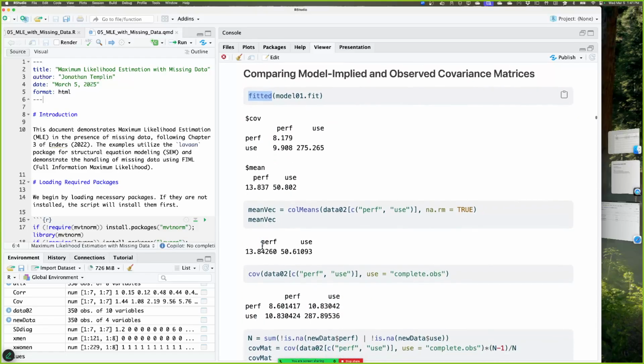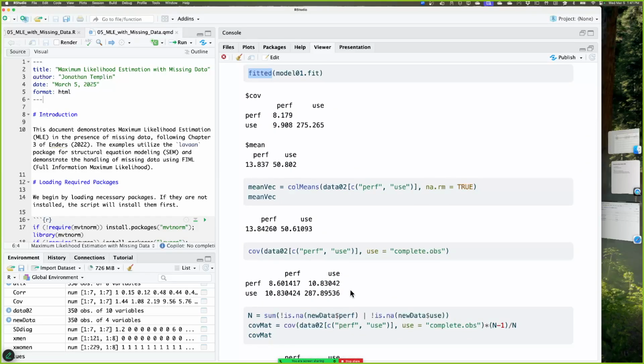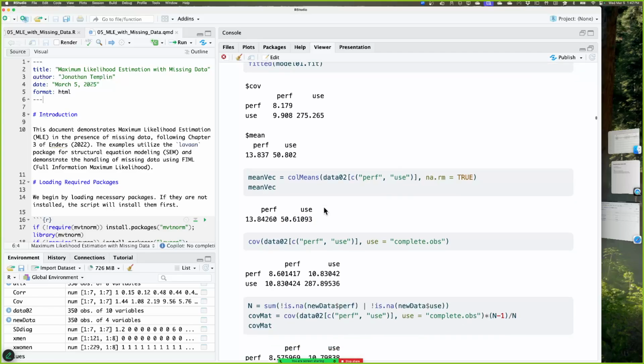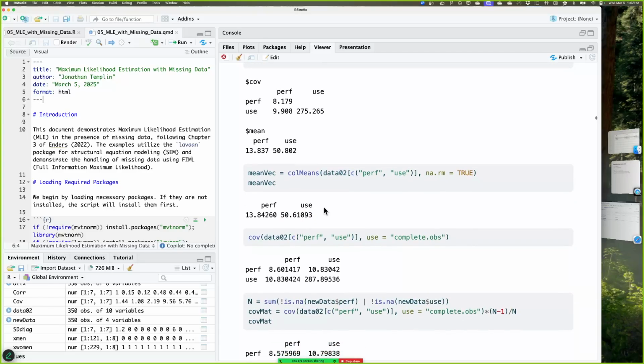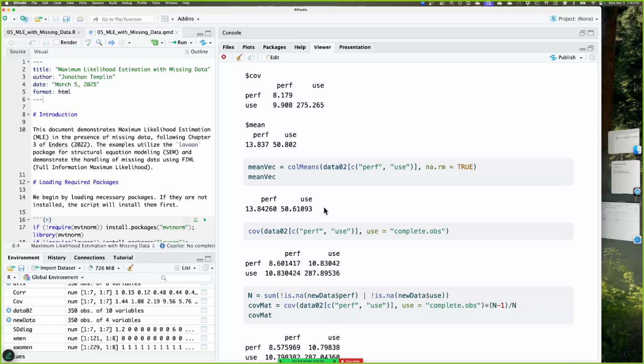Then we can actually look at the same data if we wanted to using R, just to compare how close our MLEs are. And sure enough, here we go. Our mean vector from R is 13.842, whereas it was 13.837 before. A little off. Usefulness is 50.802 in our estimate versus 50.61 in our mean vector as well. It can be a little off with the likelihood algorithm. And the reason for that offness, by the way, is the fact that it's optimizing the variance, which is divided by n and not n minus 1.